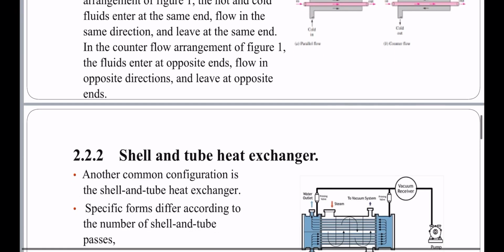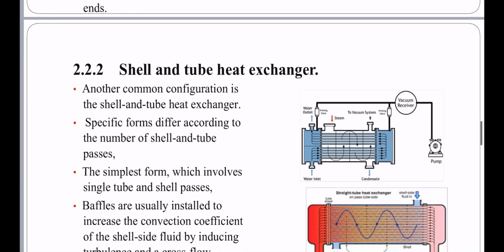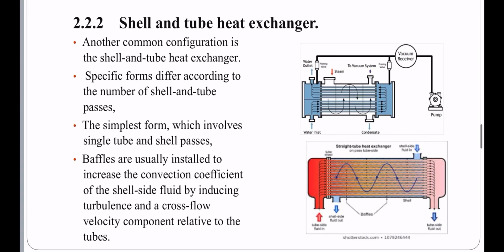The shell and tube heat exchangers. It is called a shell and tube exchanger because they manufacture it as two shells, and in between are many tubes for the liquid to go through.